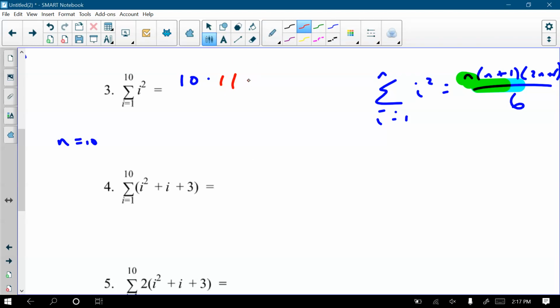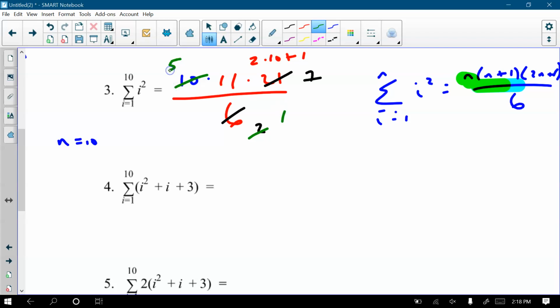times, and then 2 times 10 plus 1. So 2 times 10 plus 1, which is 21, all divided by 6. In your calculator, you're welcome to do 21 times 11 times 10 and divide by 6. But again, there are patterns in the numbers here. I could take 21 and 6 and divide out a 3 from each one to get a 7 and a 2 here. But then I could also take a 2 out of the 10 and the 2 to leave a 1 on the bottom and a 5 here. So now I'm doing 35 times 11.